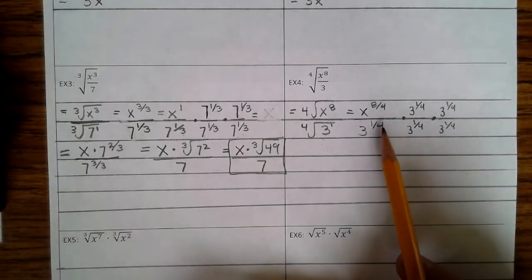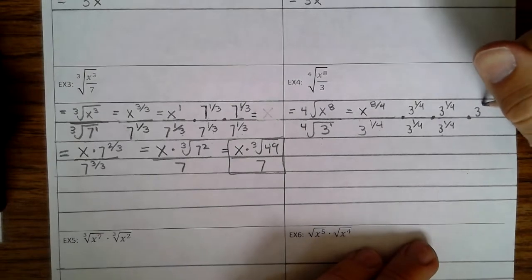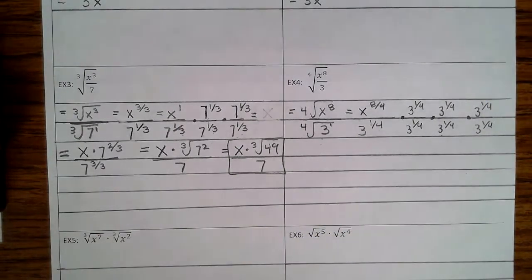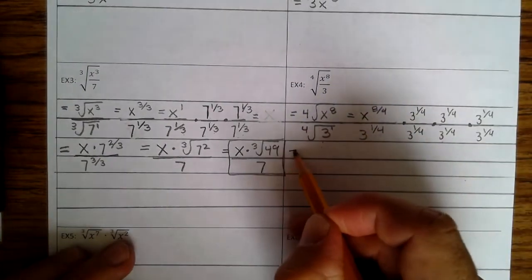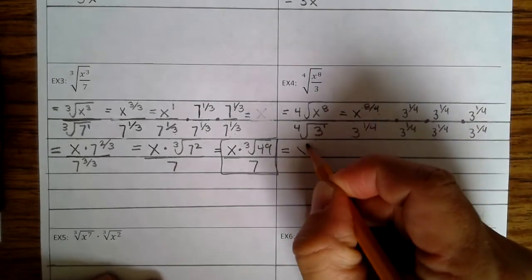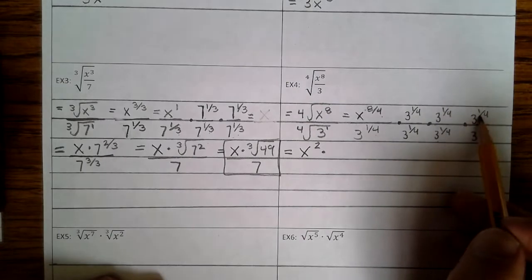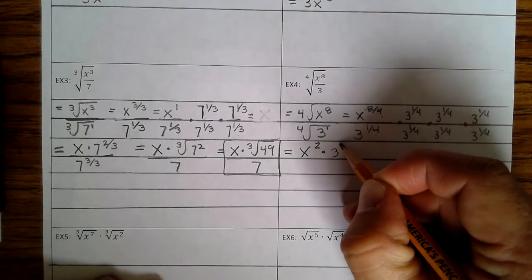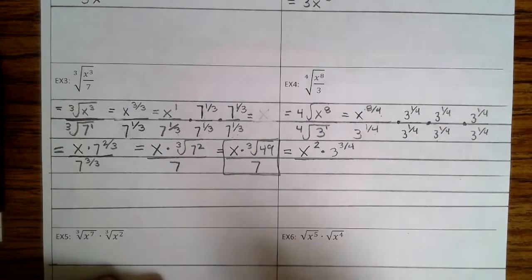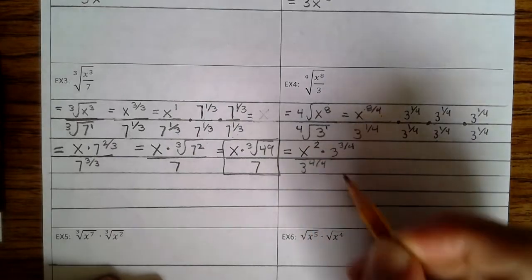Now we have to have 4 of them, so we have 4 divided by 4. So we have 1, 2, 3, we need one more. So times 3 to the 1/4 divided by 3 to the 1/4. Okay, we're out of room, so we're going to move our work here. So that's just x squared times, that's 1/4 plus 1/4 plus 1/4, so that's 3 to the 3/4 power divided by 3 to the 4 divided by 4th power.